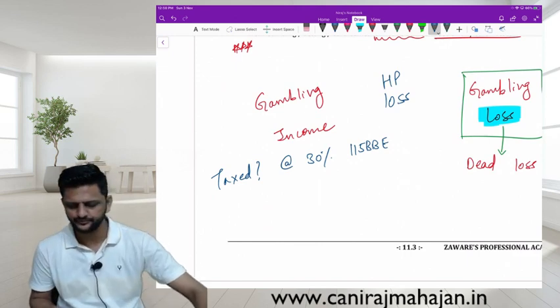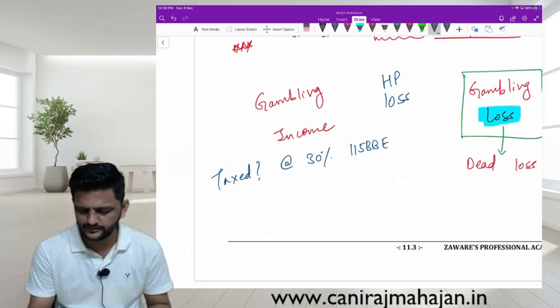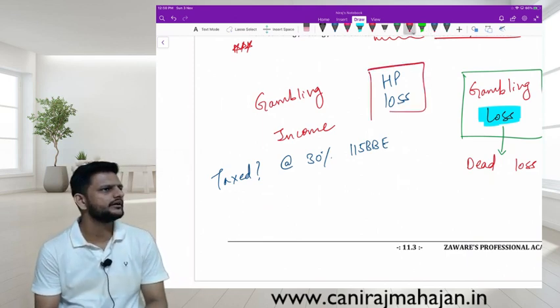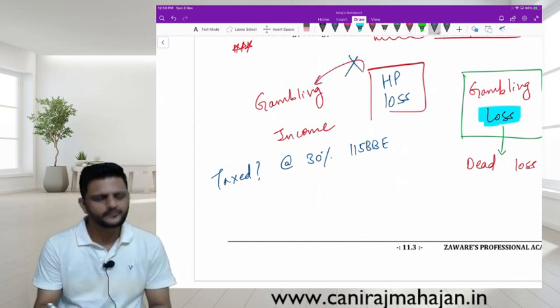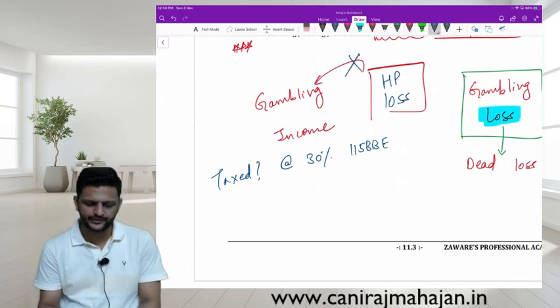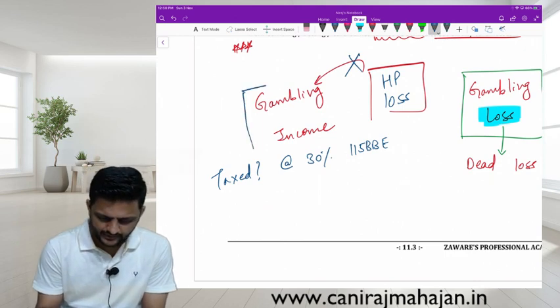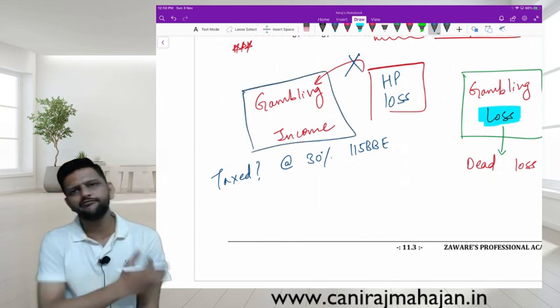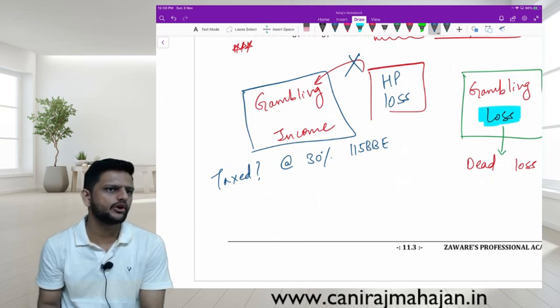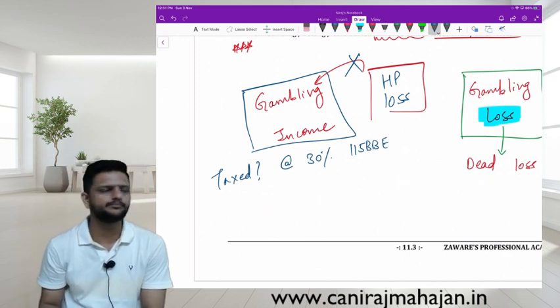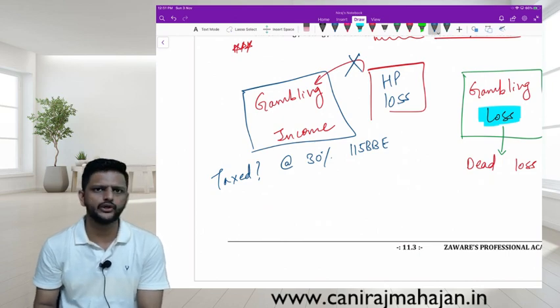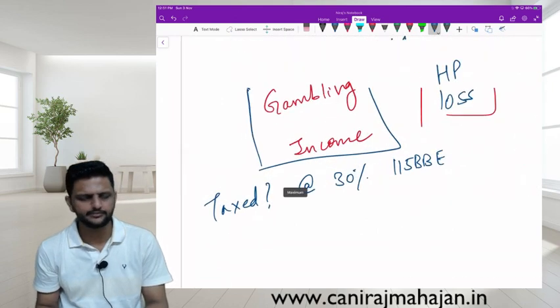Yes or no? Okay. So here again there is something about ethics they are putting in. The HP loss cannot be set off against gambling income. It means that gambling income will not give benefit to any other loss. It is to be purely taxed at 30%. Simple. Are you following? It is to be purely taxed at 30%.